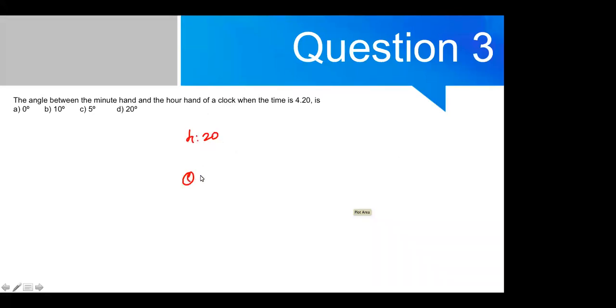At 4:20, the angle between minute hand and hour hand. Yeah, proceed. Little bit fast. We don't have time. 110 minus 120, so 10 degree. Perfect. Yes. Next.